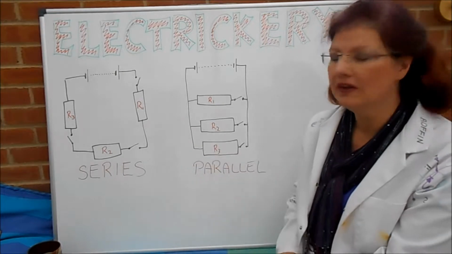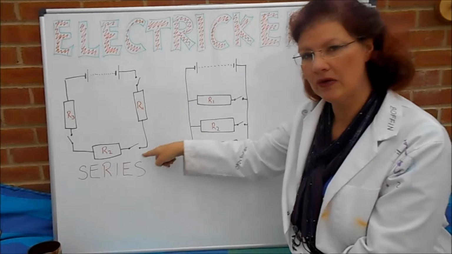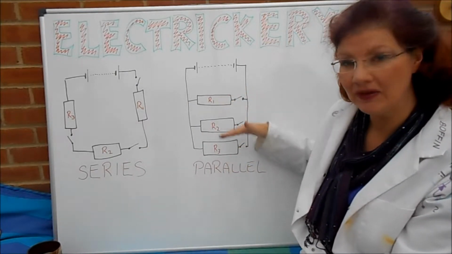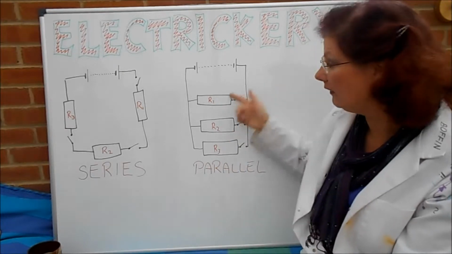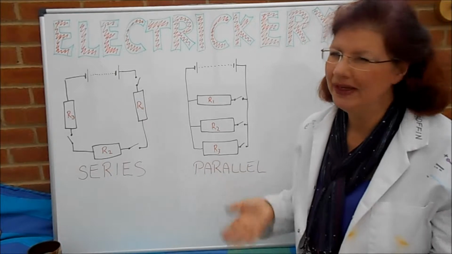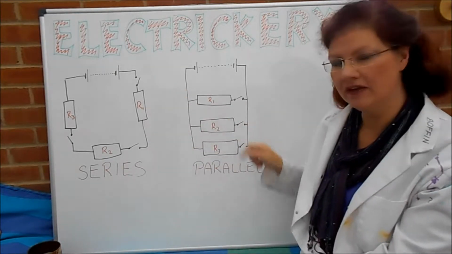Here we've got two circuits. This one we've got things arranged in series, meaning they follow around one after another. Here we've got three things arranged in parallel so that they look like the rungs of a ladder. I've got these marked as resistors 1, 2 and 3, but they could be anything. They could be light bulbs or something like that. And in each case they've got switches next to them as well.